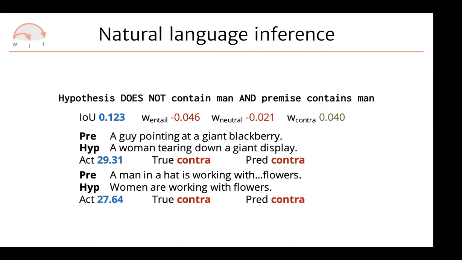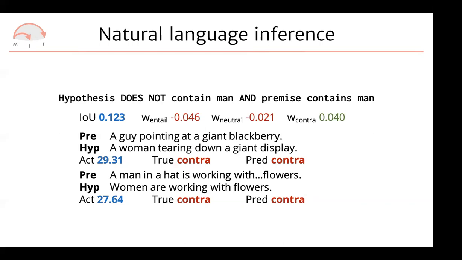So here we are applying the same technique to a model that's trained to do a task called natural language inference in NLP. The details of the task are not super important if you haven't seen it before, but basically you're presented with a pair of sentences like a guy pointing at a giant BlackBerry and a woman tearing down a giant display. And you have to figure out whether those sentences can possibly be describing the same situation or not. And you label it a contradiction if they cannot be describing the same situation, and entailment if one of them implies that the other one must also be describing the same scene, and neutral if they're possibly consistent and possibly inconsistent.